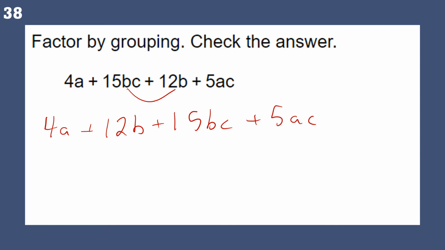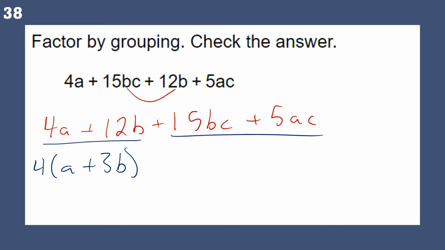So now what you'll notice is if I try to factor out of the first two, there is something I can take out. It's not much, but it's a 4. And that would leave me with an a plus 3b. And if I look at the second set and I say, what can I take out of both of those? And the answer is I can take out not much, but I can take out a 5c, a positive 5c, and that would leave me with 3b plus a. Okay, so that seemed to help me, but we don't quite have the same thing in both of them.